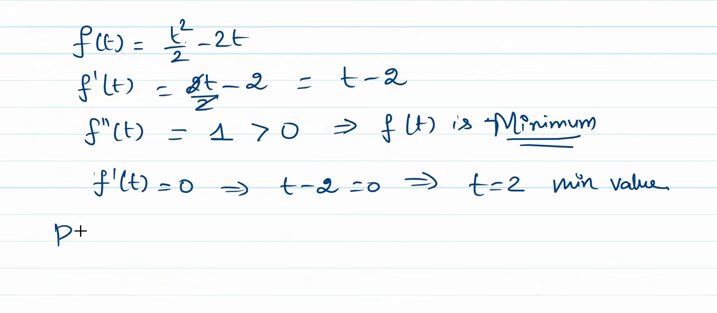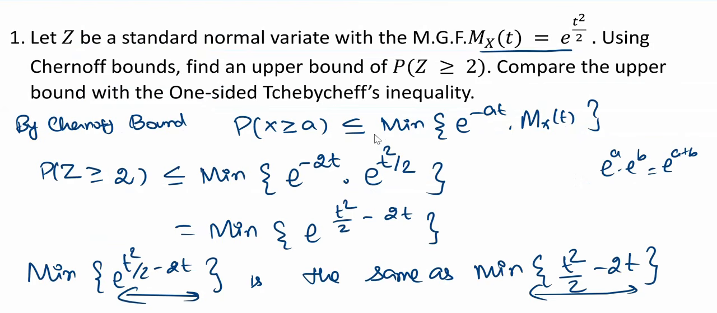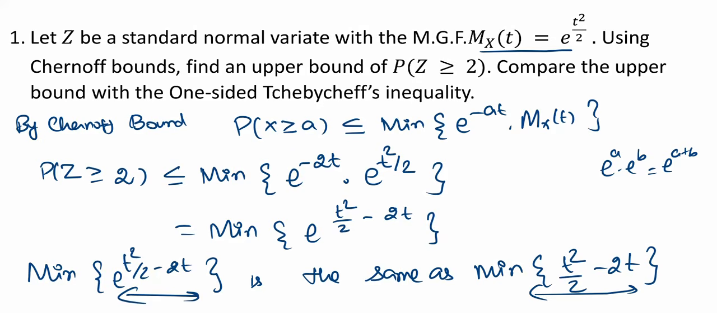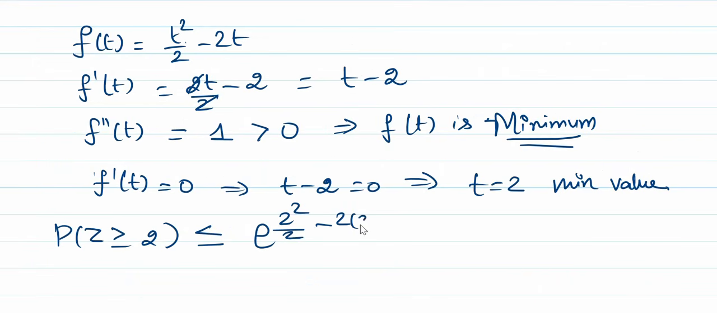So probability of z greater than or equal to 2, we have already minimized, so no need to write minimum one more time. This will be less than or equal to e power t square by 2 minus 2t. So this becomes e power 2 square divided by 2 minus 2 times 2, so e power 4 by 2 minus 4. Okay, so this makes it e power 2 minus 4, so e power minus 2.